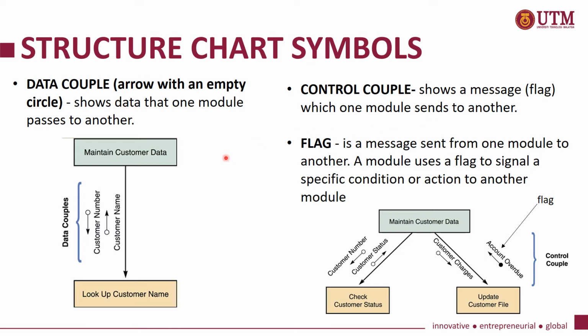Okay, next is flag. Flag is a message sent from one module to another. Modules use a flag to signal a specific condition or action to another module. Okay, from the second figure here, we can see that the update customer file module sends an account overdue flag back to the maintain customer data module.